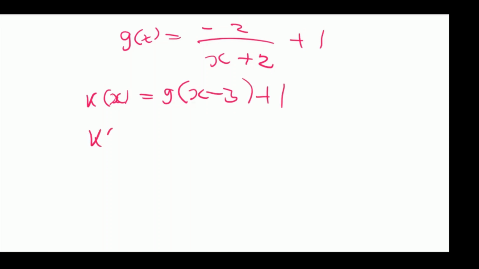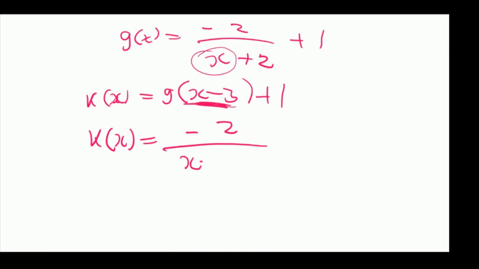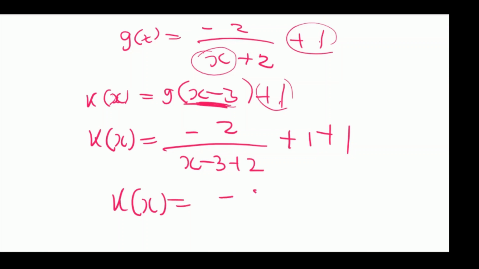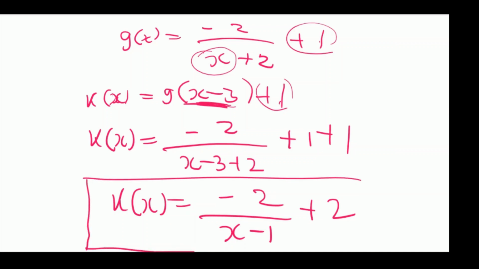So our k of x will be equal to minus 2 over, so in our g of x we're going to substitute this value here. It's going to be x minus 3, plus the 2, plus the 1, which is this one, and we're going to add this one, which is 1. So our k of x is going to be equal to minus 2 over x minus 1, plus 2. So this is our equation of k of x.